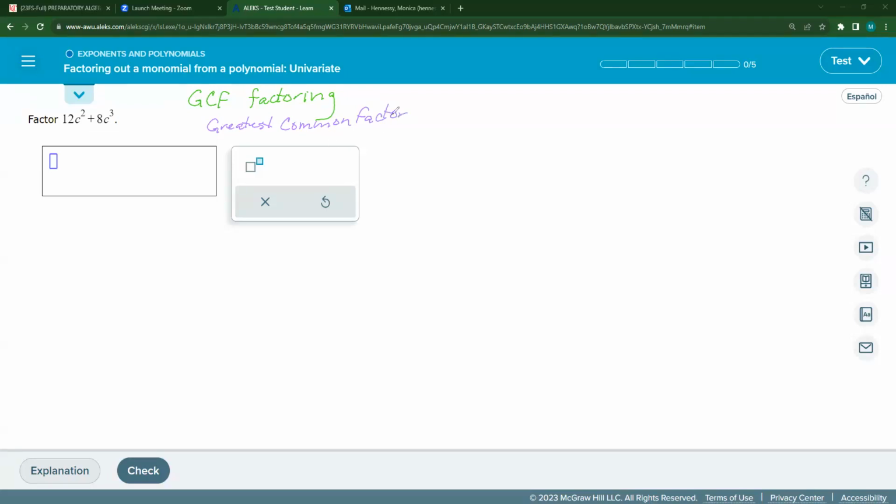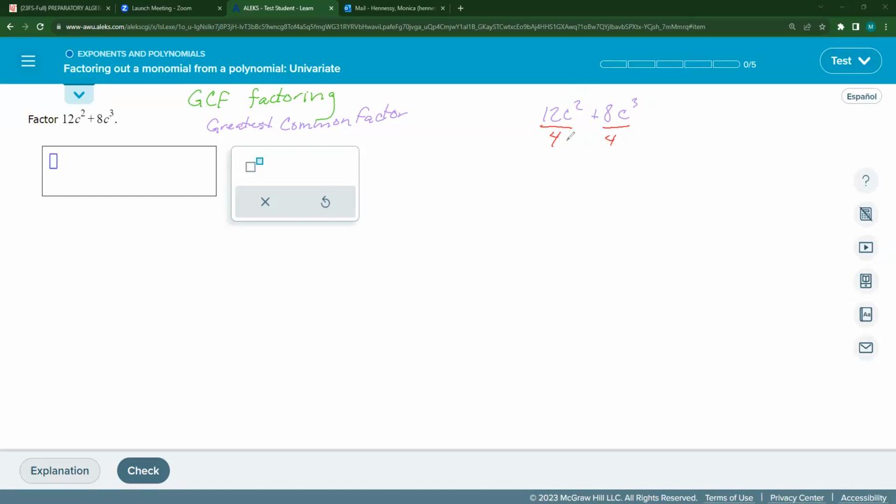And that really means what can I divide out of every term so that it's going to look like a distributing problem. So what goes into absolutely everything. So I have 12c squared plus 8c cubed. If you need to, write your numbers off to the side, but the biggest number that goes into both 12 and 8 is 4. So I'm going to take 4 out of both.